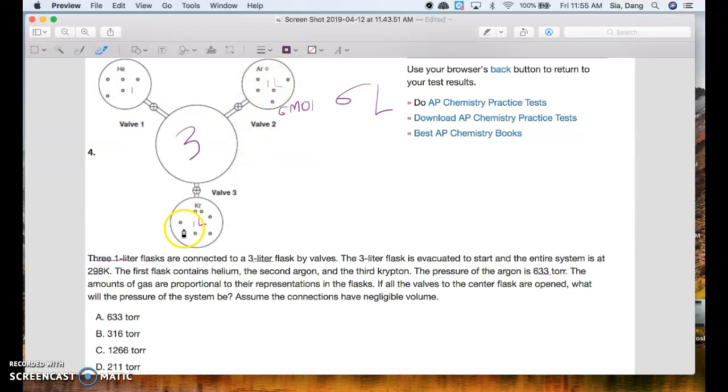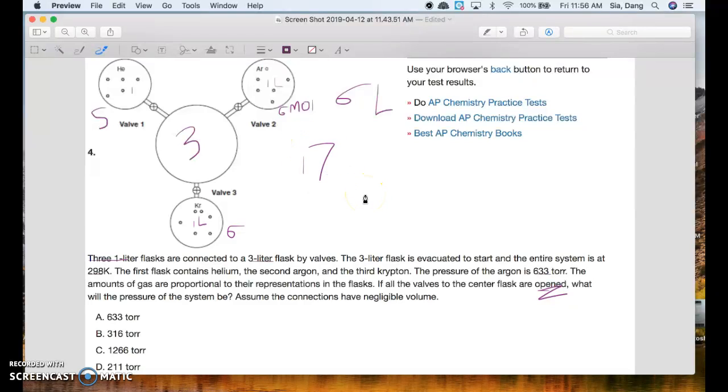Now if you go to here, you will see 1, 2, 3, 4, 5, 6. That's also another 6. And if you look here, there is a 5. So that's what we're going to have. If I open the valves, the total amount of gas you're going to have is 17 mole.